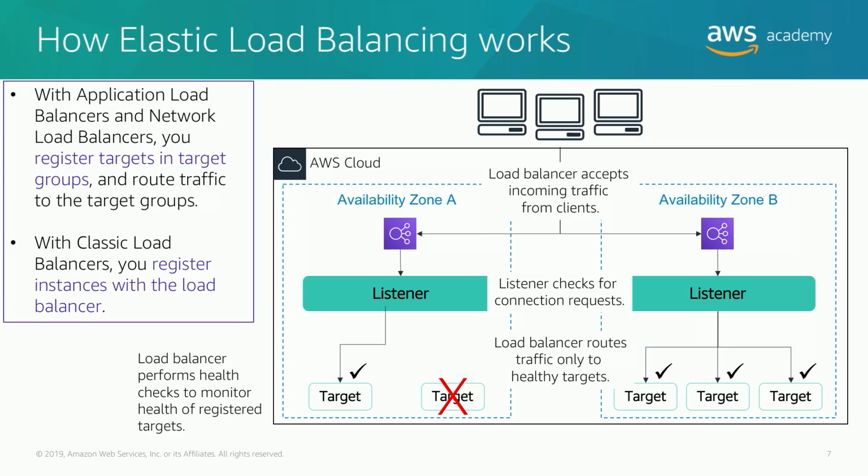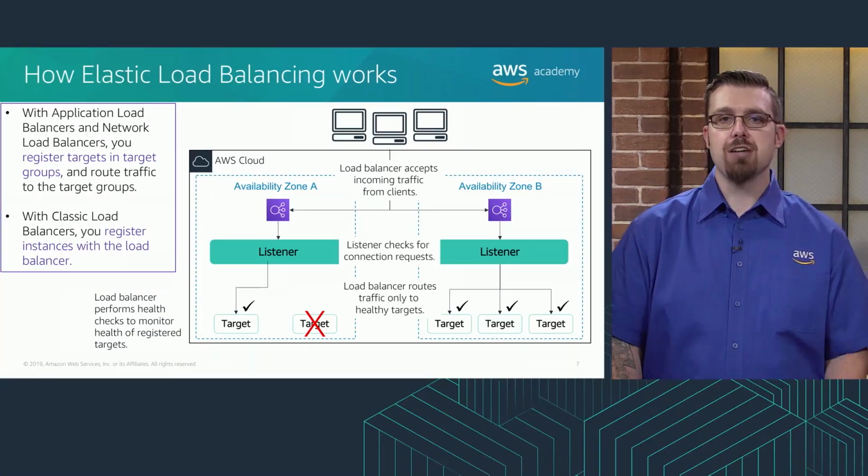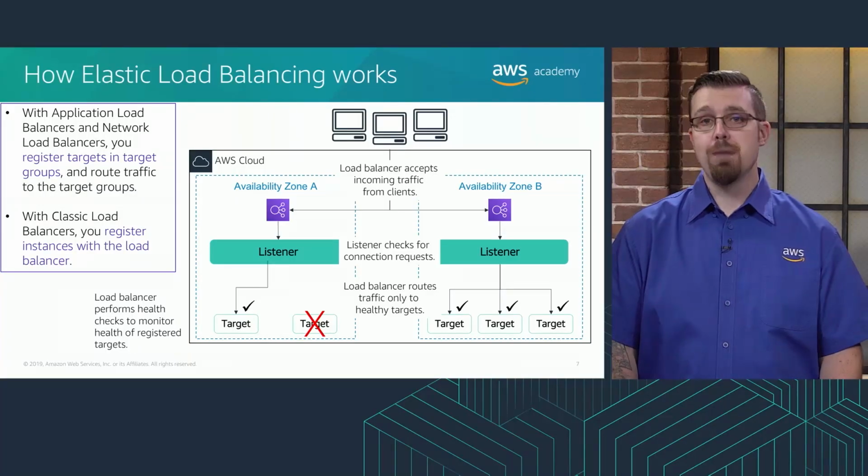You can also configure your load balancer to perform health checks, which are used to monitor the health of the registered targets so that the load balancer only sends requests to the healthy instances. When the load balancer detects an unhealthy target, it stops routing traffic to that target. It then resumes routing traffic to that target when it detects that the target is healthy again. There is a key difference in how the load balancer types are configured. With an application and network load balancer, you register targets in target groups and route traffic to the target groups. With classic load balancers, you register instances with the load balancer.